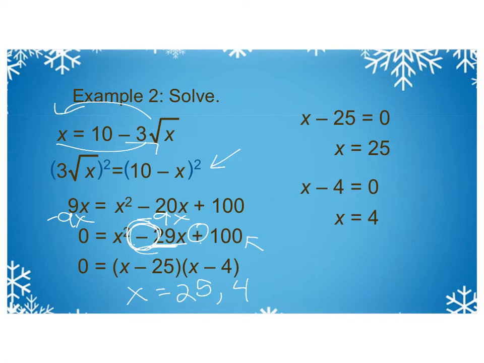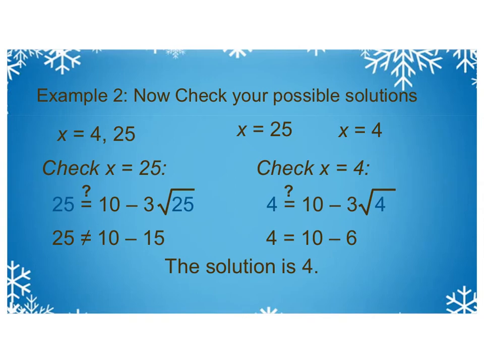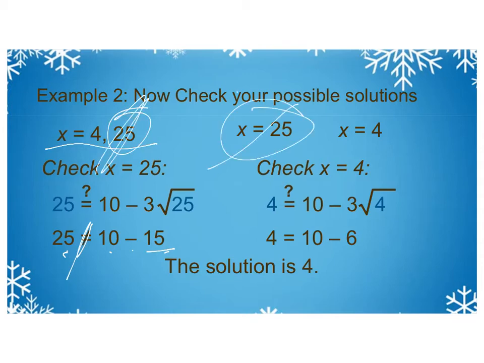So if x equals 25, that's actually on the next slide. All right, so here are my options. X is 4 or 25. So I check x equals 25. I plug it into the original equation. I get 3 root 25, which of course we know is 5. 3 times 5 is 15. 10 minus 15 does not equal the 25. So that means that is not a solution.